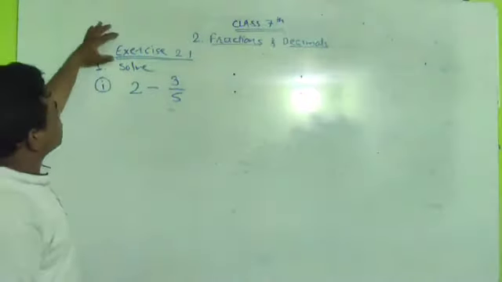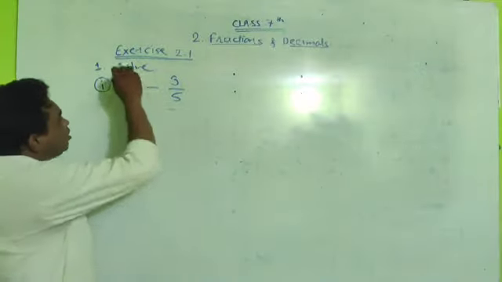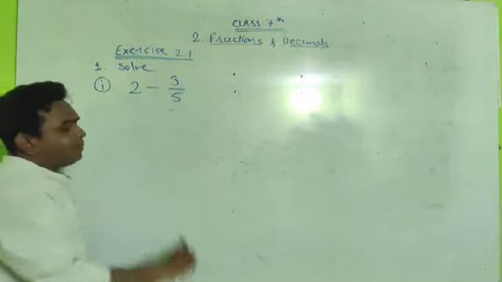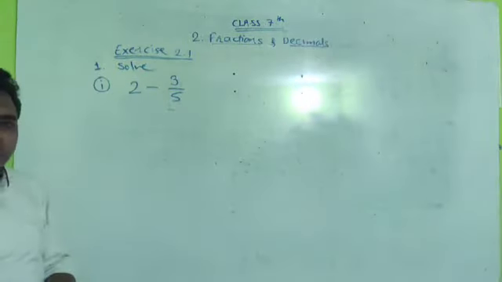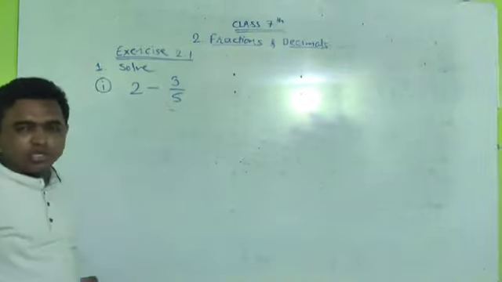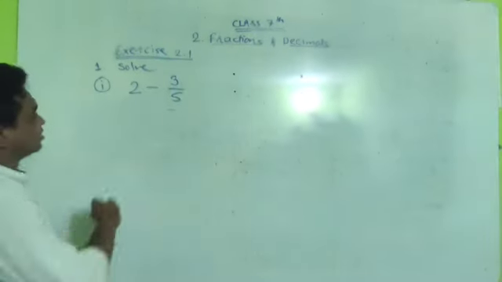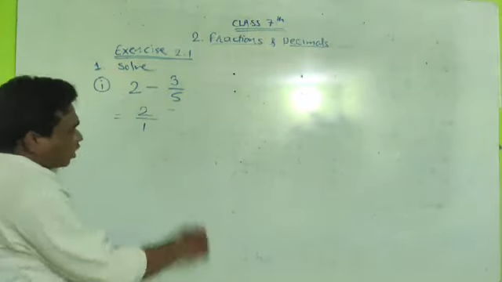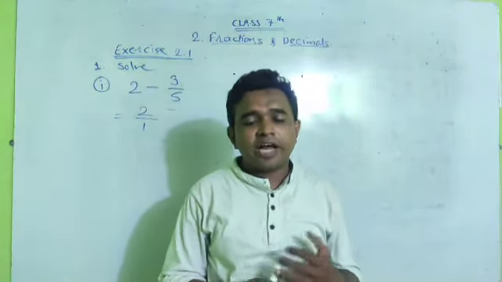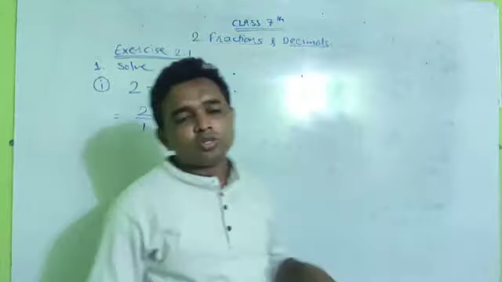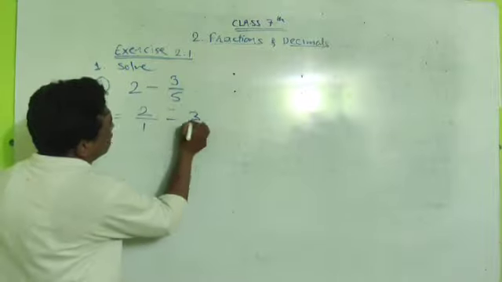In this lecture we have to solve exercise 2.1, question number 1. In this question, the first example is 2 minus 3 by 5. Here 2 is a number and 3 by 5 is a fraction. 2 is an integer, and this integer we can also convert into a fraction like 2 upon 1. If any integer is given without a denominator, we consider the denominator value as 1. So we write down 2 upon 1 minus 3 by 5.